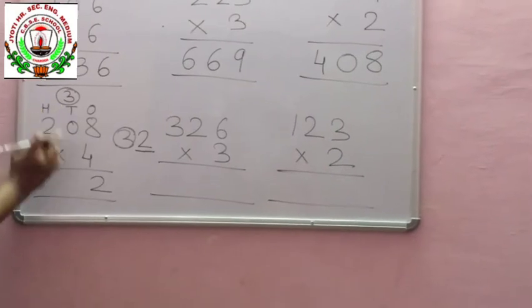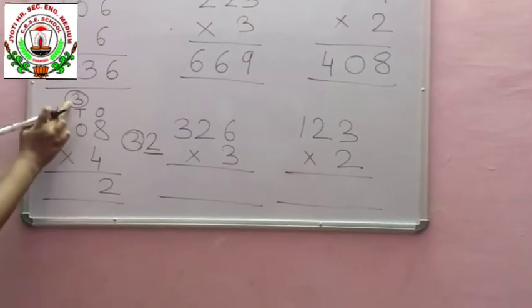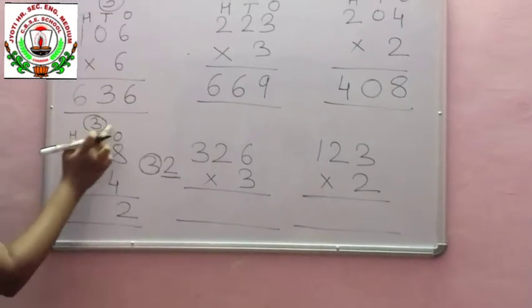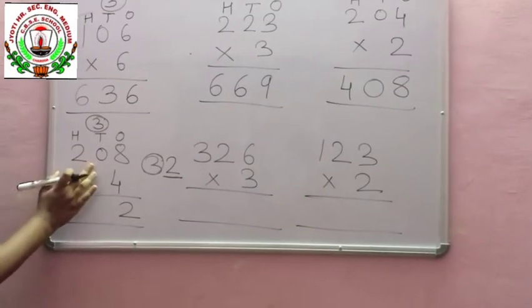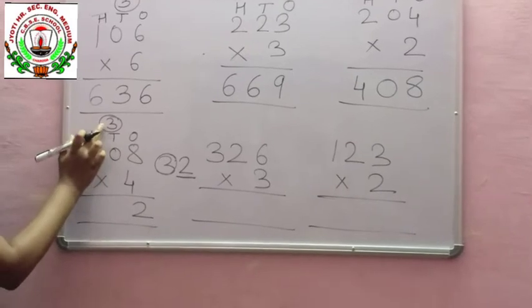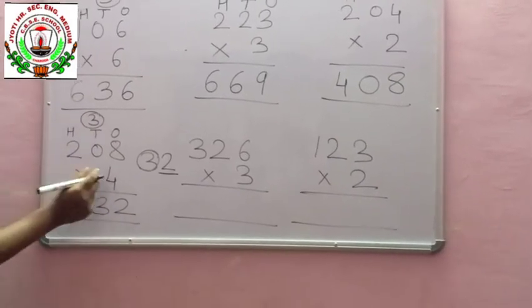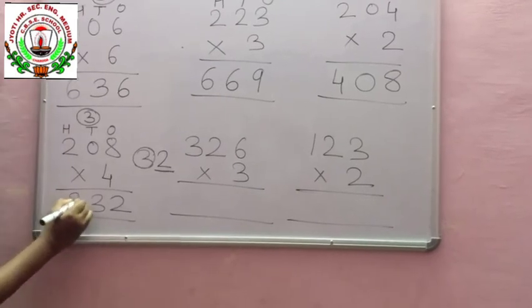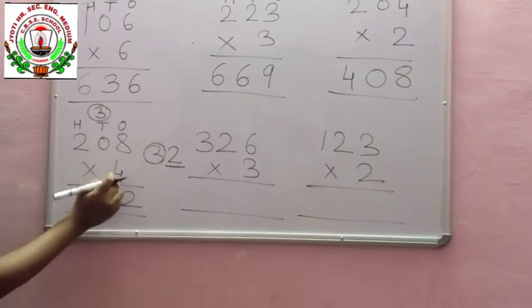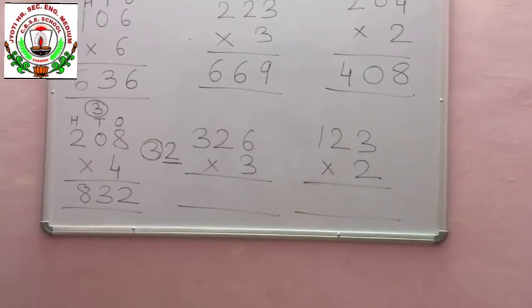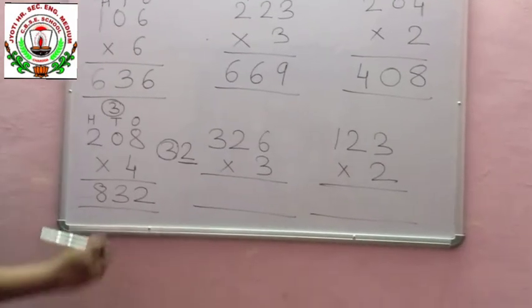Now 4 zeros are 0. So what will we write here? 0 or 3? We will write 3, because if any carryover is there, we will not write 0. We will write that carryover number. So we will write 3 here. 4 twos are 8. So 208 into 4, the answer is 832. Okay. Next question.